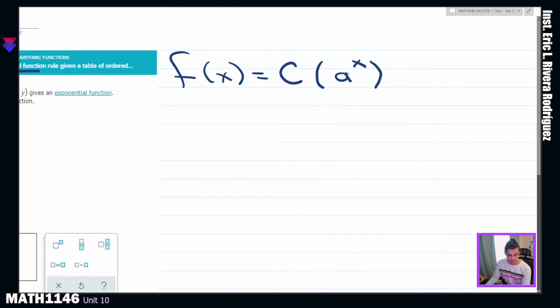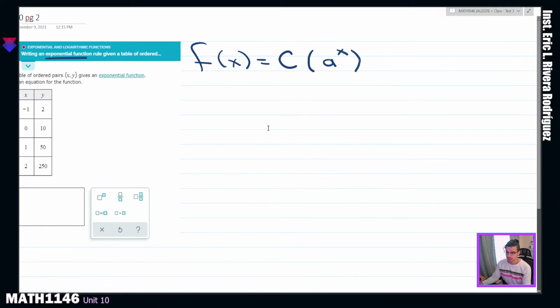So a is going to be positive, not equal to 1, sorry, and not equal to 0 as well. But it will be positive. From 0 to 1 we are going to have a decreasing behavior, and from 1 to positive infinity it is going to be increasing.